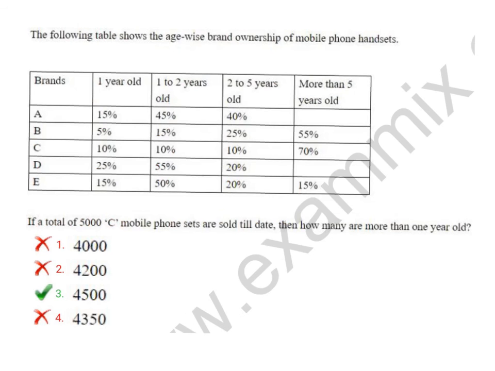Next one. The following table shows the age-wise brand ownership of mobile phone handsets. If a total of 5000 mobile phone sets are sold till date, then how many are more than 1 year old? So total percentage is 100%, which is 5,000. 1 year old is just 10%. That is 1 by 10th of 5,000, or 500 are 1 year old. The remaining 4,500 are more than 1 year old, you can say. So that's all it is.